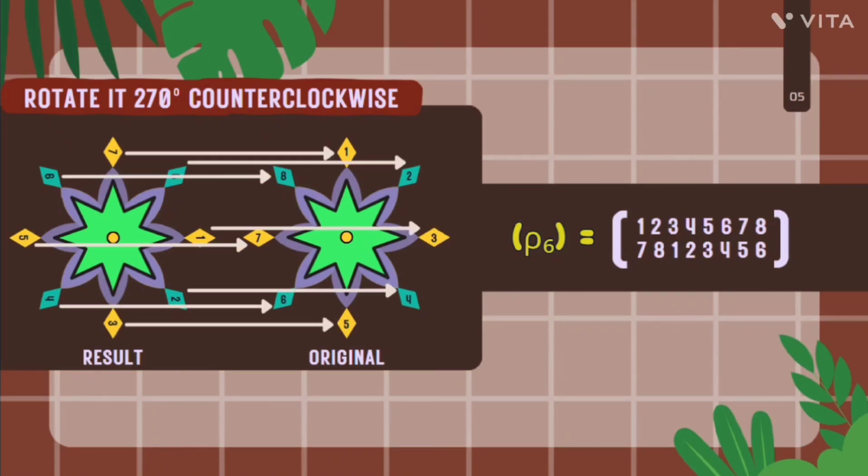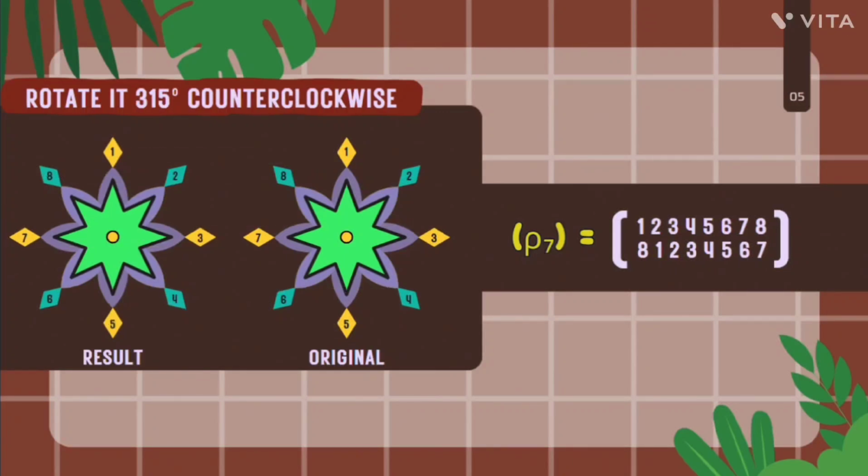And this will be the mapping. So 7 maps to 1, 8 maps to 2, 1 maps to 3, 2 maps to 7, or 4 rather, 3 maps to 5, 4 maps to 6, 5 maps to 7, and 6 maps to 8. And this is now the row sub 7.